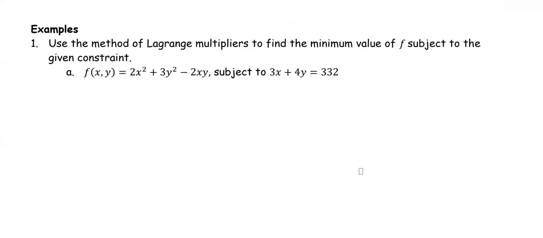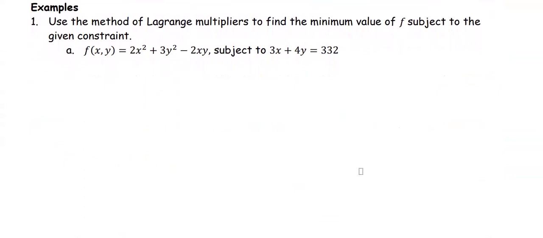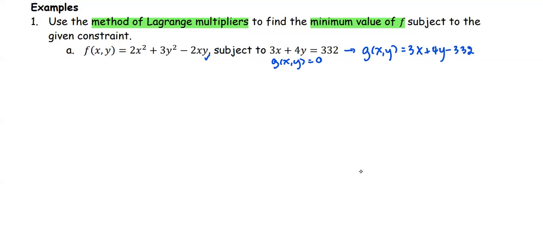Let's take a look at an example. In this example, we're going to use the method of Lagrange multipliers to find the minimum value of function f subject to the given constraint. The function f of x y is 2x squared plus 3y squared minus 2 times x y, subject to 3x plus 4y equals 332. What we need is the function f of x y, and we need the function g of x y, which is the constraint. The constraint g of x y, recall, is in the form of an expression equals 0. So for this case, g of x y is 3x plus 4y minus 332.